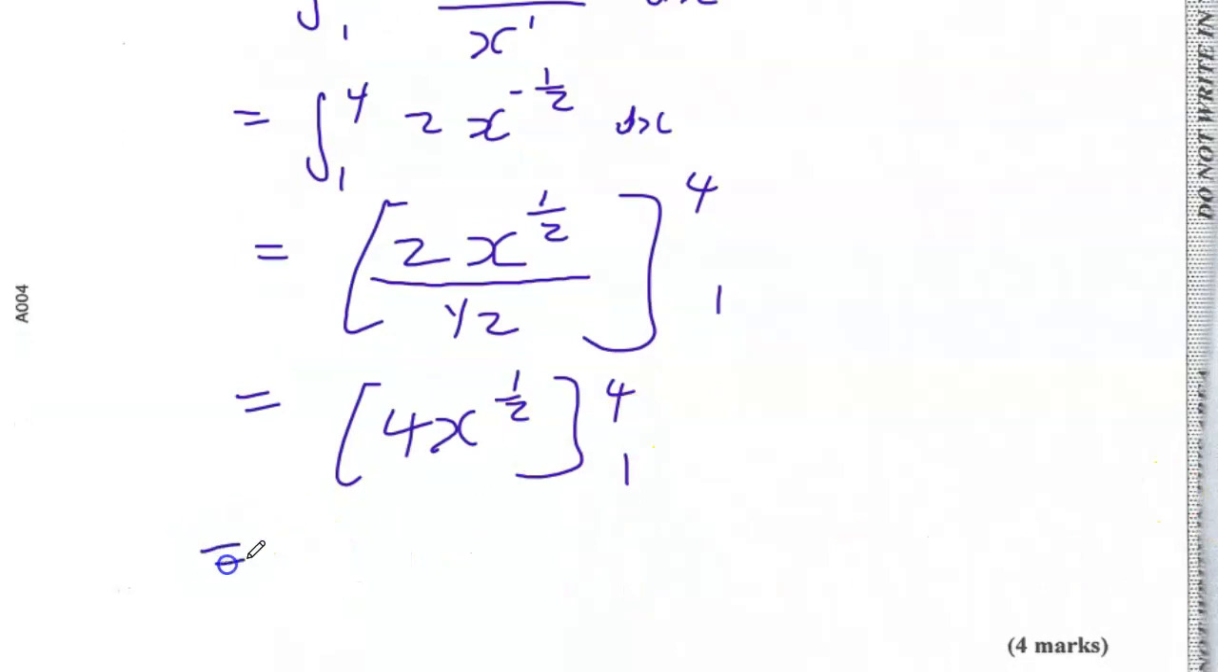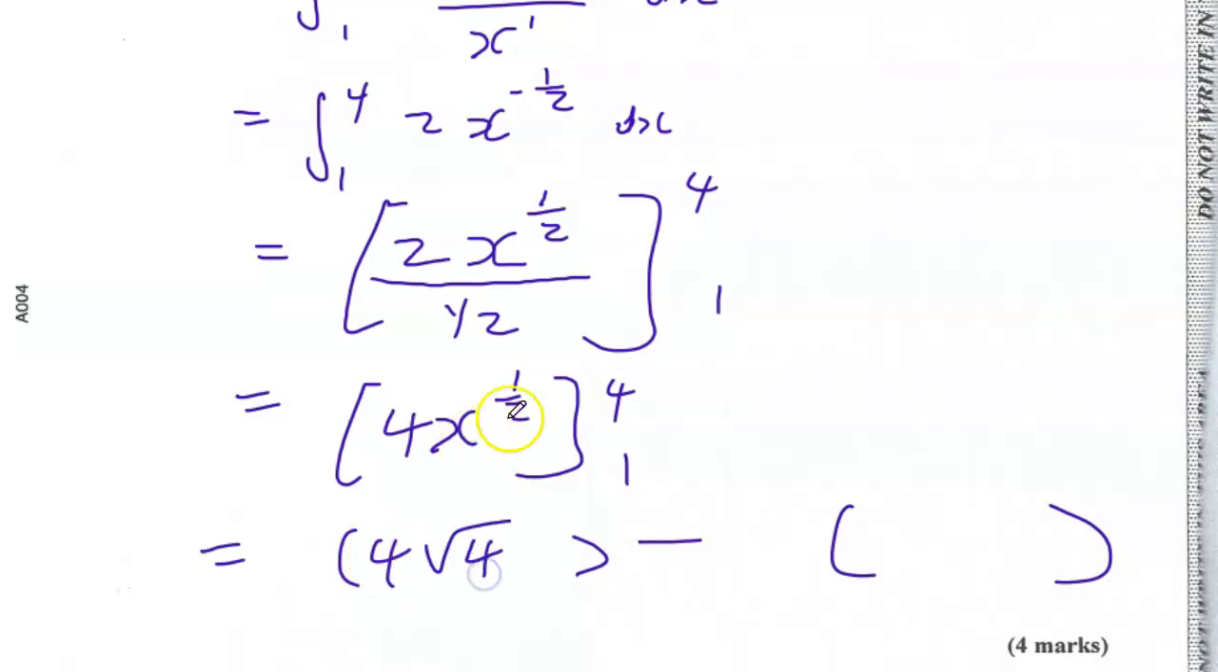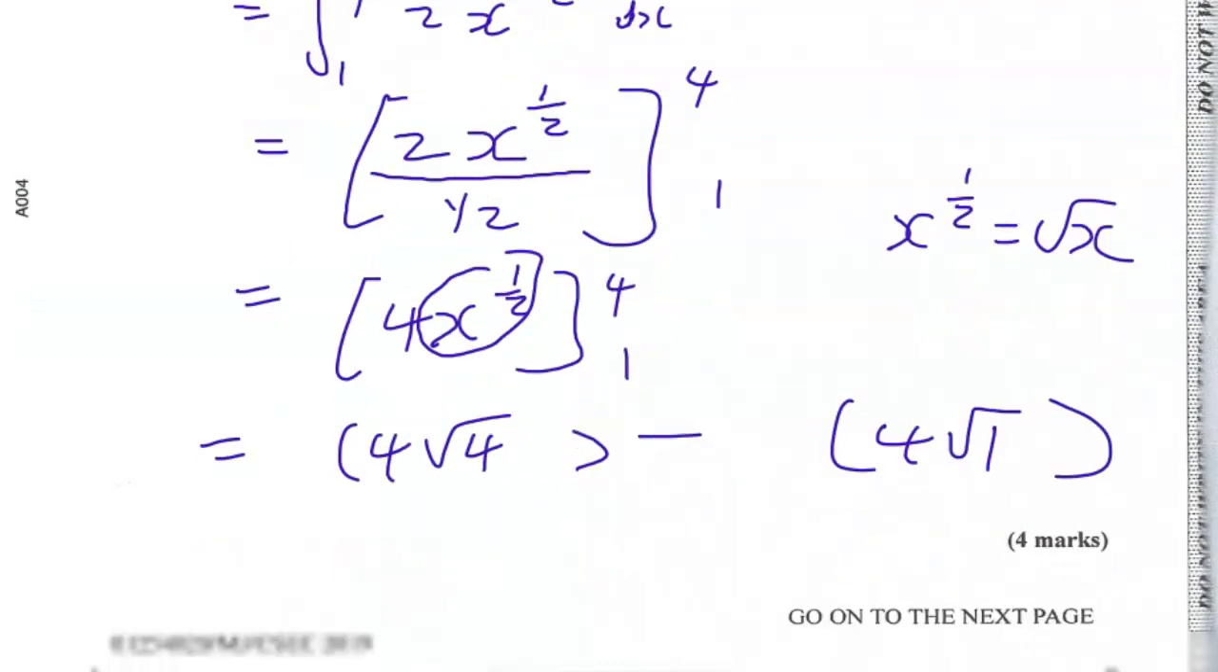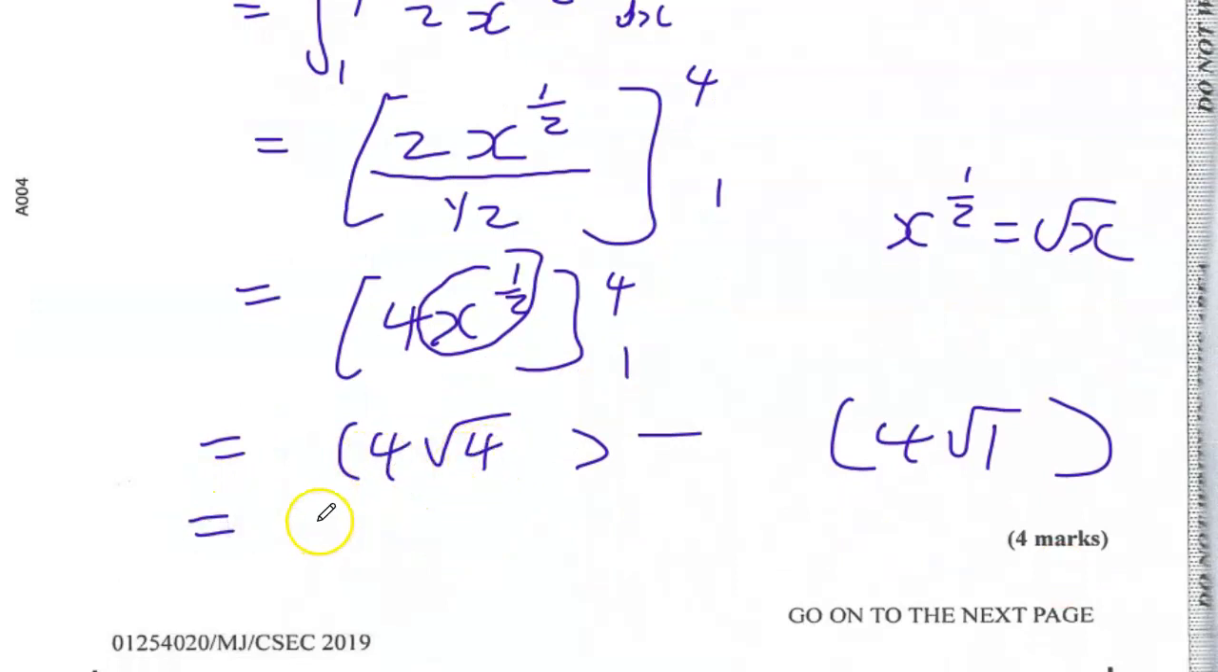So we form 2 brackets. In one bracket we replace x with 4, so this is 4 root 4. Remember x to the power half is root x. Then minus, replacing x with 1, 4 root 1. So 4 root 4 minus 4 root 1. 4 root 4 is 4 times 2, that's 8. Root 1 is 1, so 4 times 1 is 4, so the result is 4.